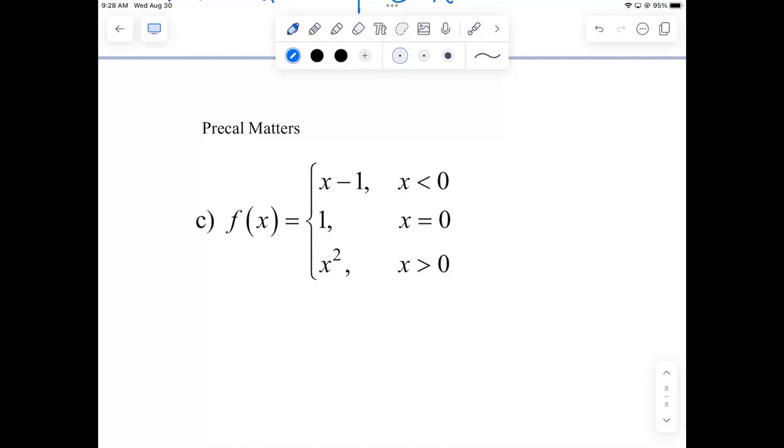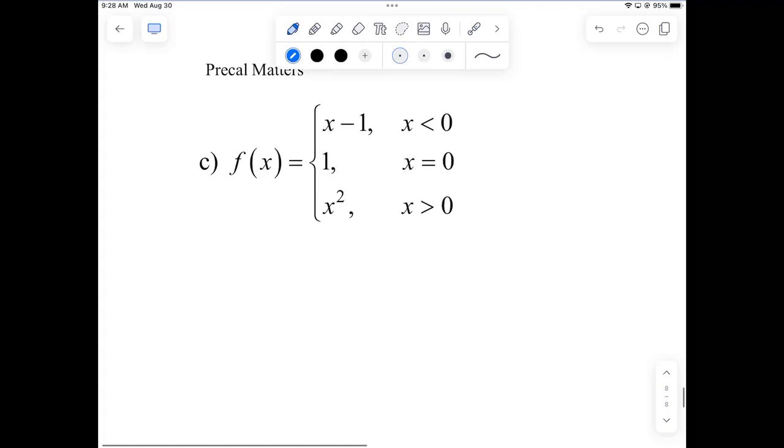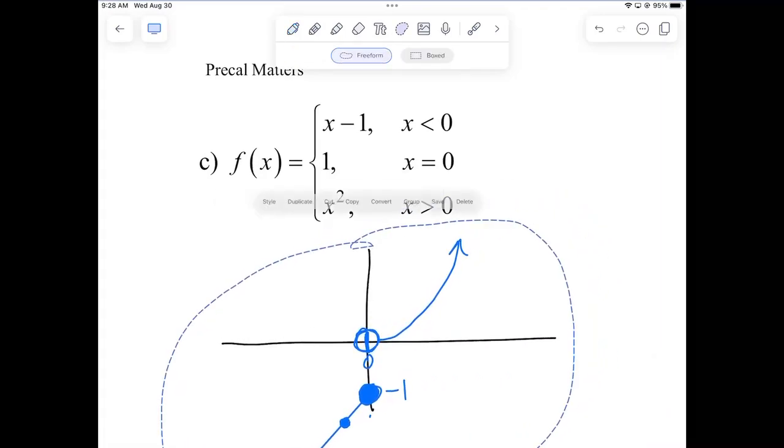This is the same as the previous one when x is less than 0. And the bottom piece is the same as the previous one when x is greater than 0. But now we have this middle piece that explicitly says, hey, when x is 0, call it what? 1. Call it 1.